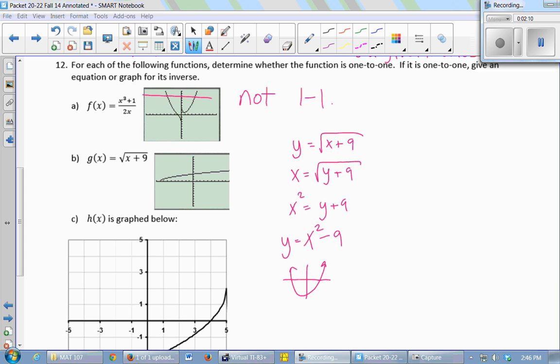So the domain of g, actually I'm not concerned with the domain, the range of g is 0 to infinity. That should be the domain of g inverse. So g inverse of x is x squared minus 9 with the added stipulation that x has to be bigger than or equal to 0. I'm restricting the domain so that it matches the range of the original function.